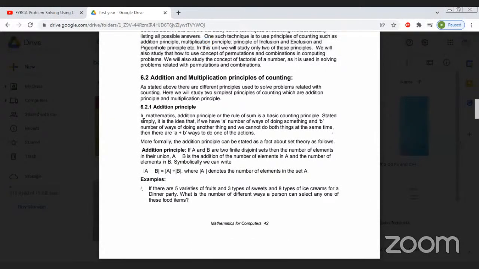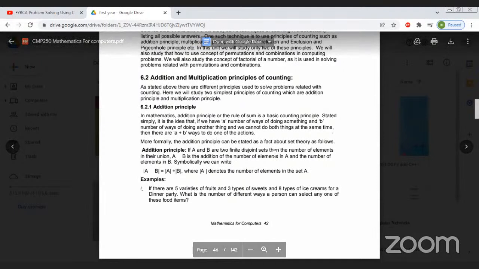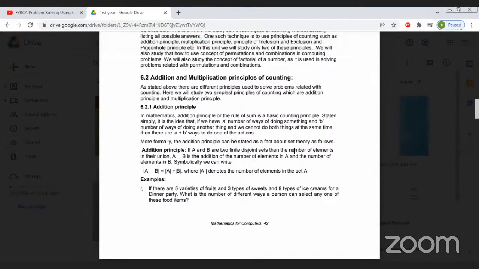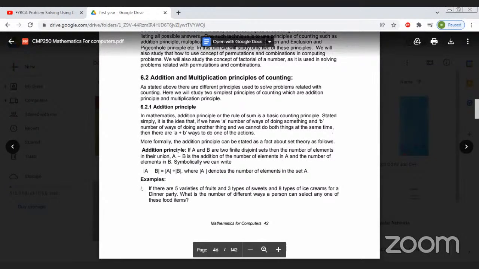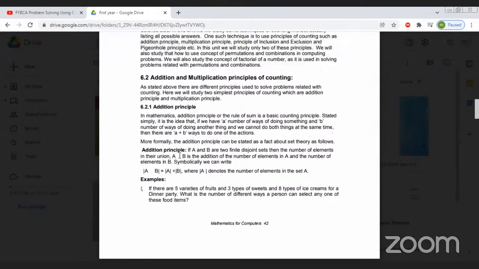So, when we talk about permutation, the first thing we need is the addition principle and the multiplication principle. When do we use both these principles? Now see, the addition principle is used when two sets are there and they should be disjoint. Disjoint means there shouldn't be anything common between them. See, if A and B are two finite disjoint sets, then the number of elements in their union, that is A union B.